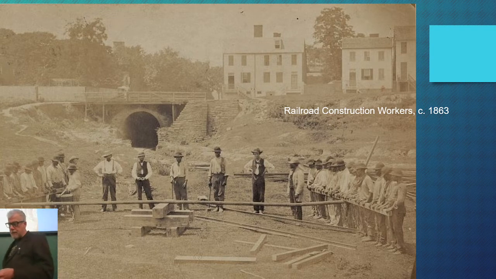What ultimately allows the Union to win is another kind of social revolution, really the collapse of slavery behind Union lines.